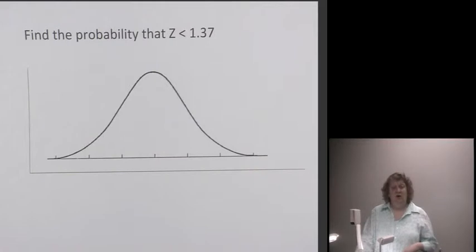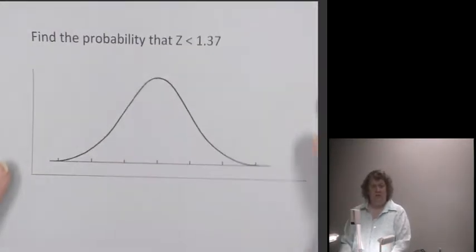We find an area where the area is less than a z-score, we find areas greater than a z-score, or we find areas between z-scores. Those are the three basic types that we do.